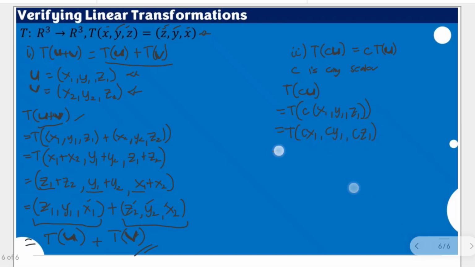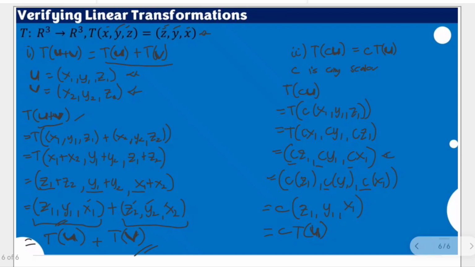Then we apply the transformation. We start with the third entry, c z sub 1, c y sub 1, and c x sub 1. All of them have c, or if you would like, you can write it as c times z sub 1, c times y sub 1, c times x sub 1. They are just the same because this is multiplication. Now that we have c on all the components, we can take it out. What's left is z sub 1, y sub 1, and x sub 1, which corresponds to the transformation of your vector u.